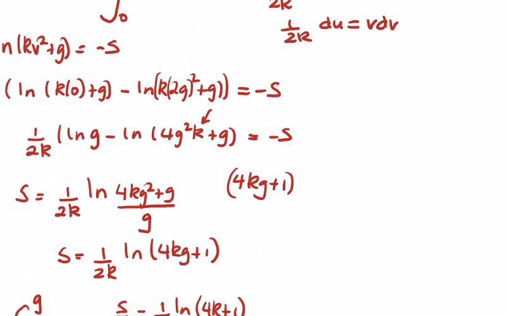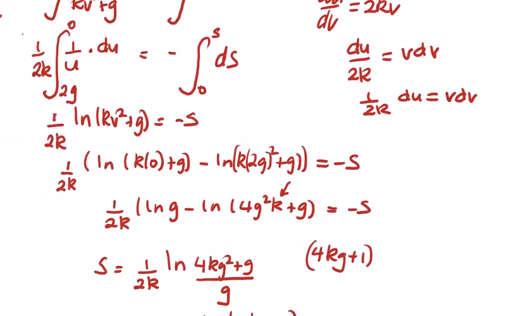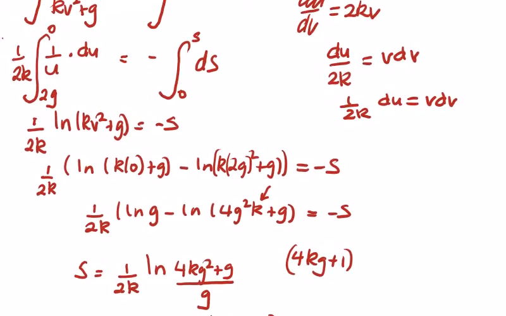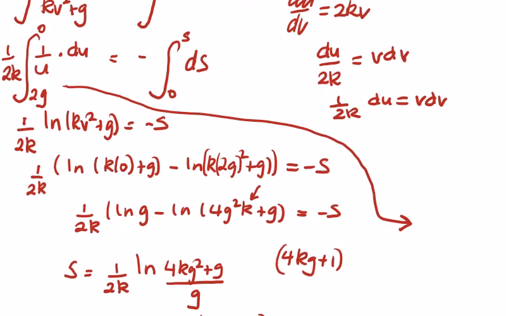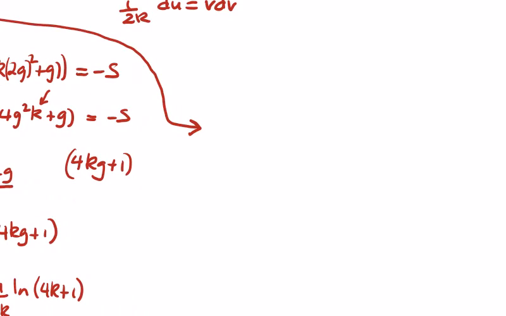So where's my integration? I have this guy here where I'm putting in g and 2g. Just bring it over here. So I'm going to get 1 over 2k with a natural log of g plus kg squared between starting at 2g and finishing at g.